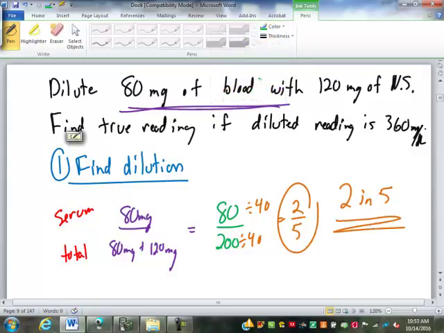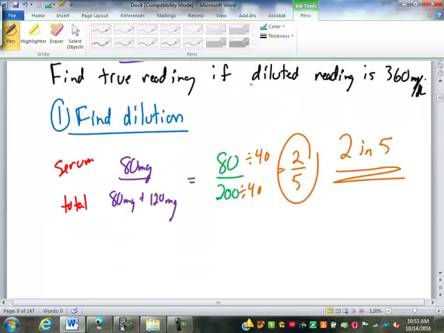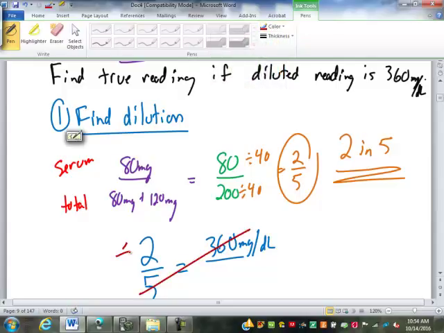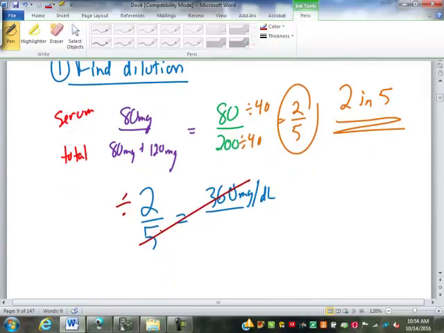What do I do next? Find the true readings. We're going to use the 2 in 5 dilution. What goes on the other side? 360 goes top. So 360 milligrams per deciliter. We cross multiply and divide. 360 times 5 divided by 2 is what? 900? How many of you got 900 milligrams per deciliter there? How many of you are just short of time? Okay.